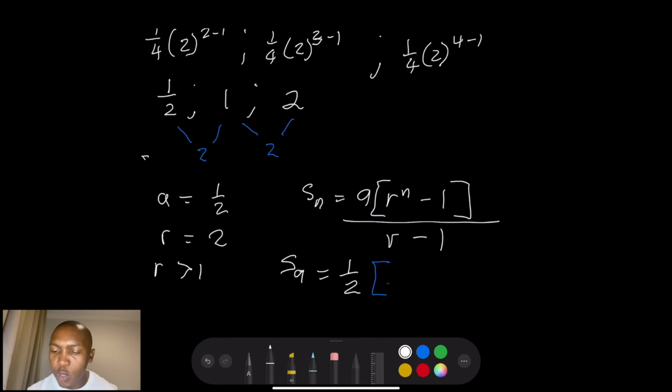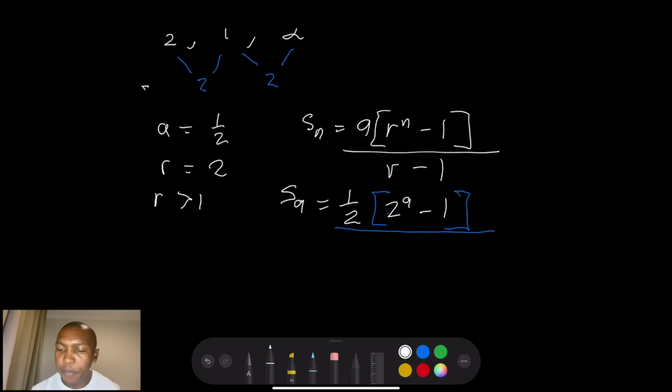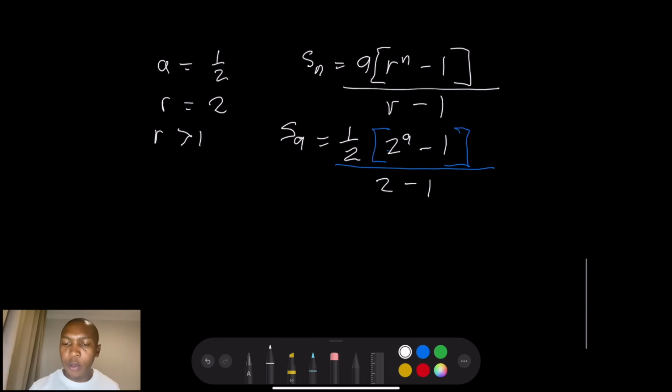Okay, so this is going to be 2 to the power. Now, please remember, in this case, we said n is 9. So 9 minus 1. Okay, and I'm going to close that bracket, divided by, again, this is going to be R, which is our 2 minus 1. All right, quickly, let's find out what that is.